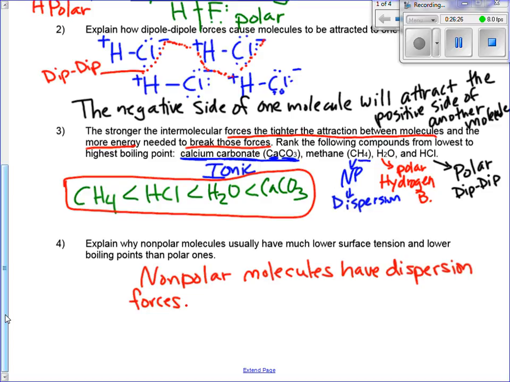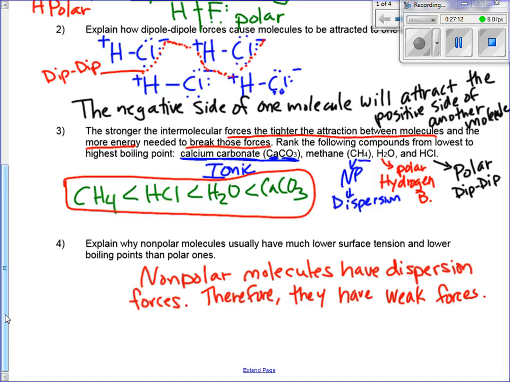So therefore, we could say they are what kind of attraction? They have what type of force? Weak or strong? They have weak forces. And weak forces mean lower boiling points, lower surface tension, okay? And that's why we would have lower boiling points, lower melting points, that kind of thing.